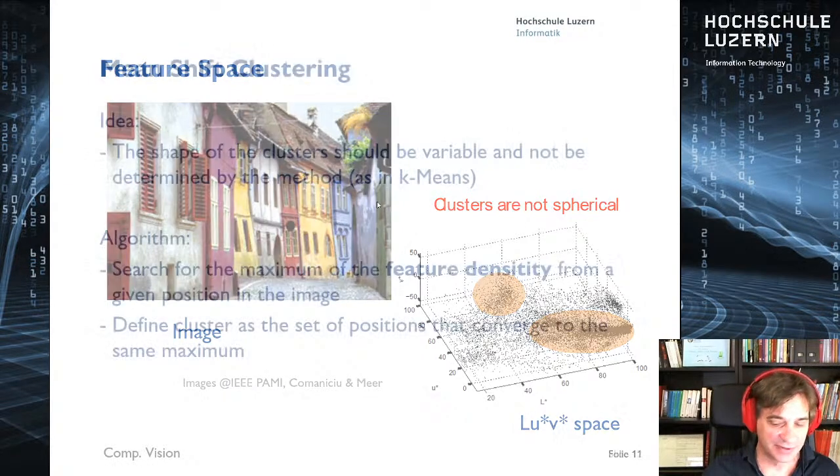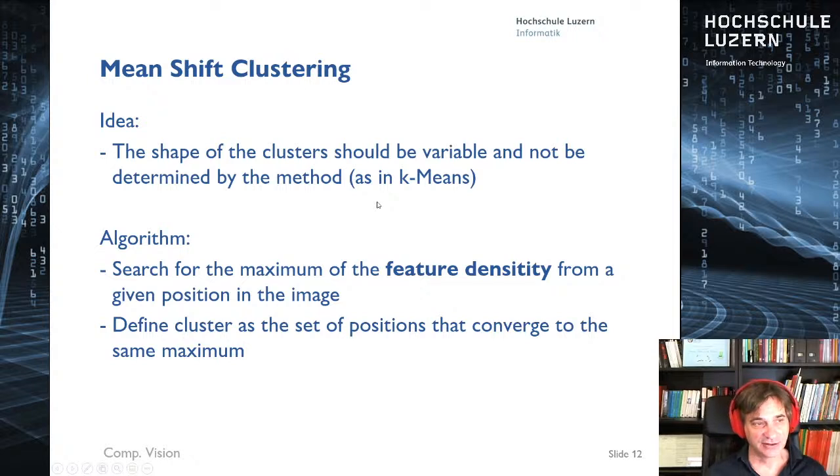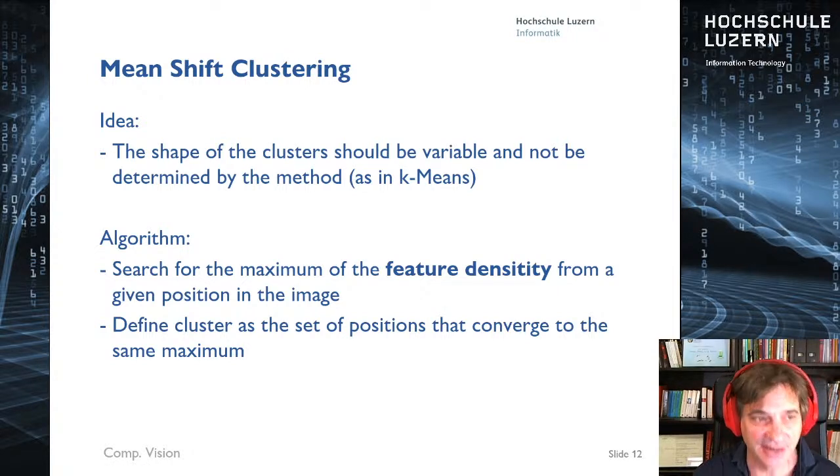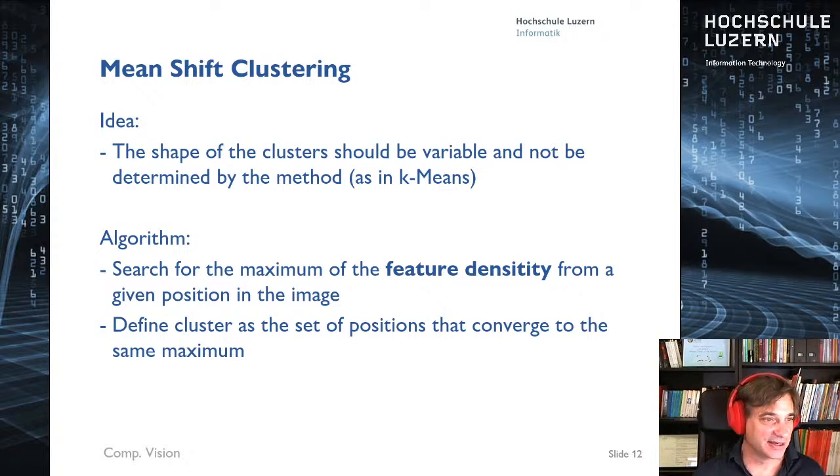So for that problem, there is another clustering approach called mean shift clustering, and over k-means, it has maybe two advantages. First, the k does not need to be given, so it finds itself how many clusters there are, and the shape of those clusters in the feature space is also not given, so it does not need to be spherical.